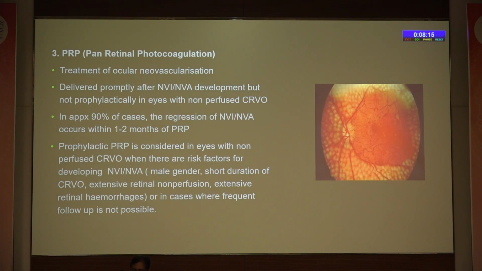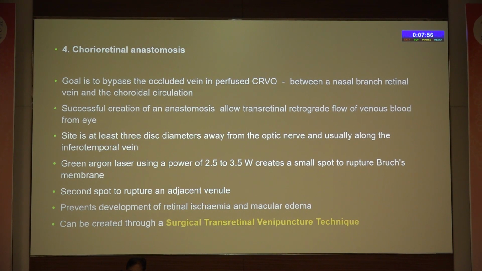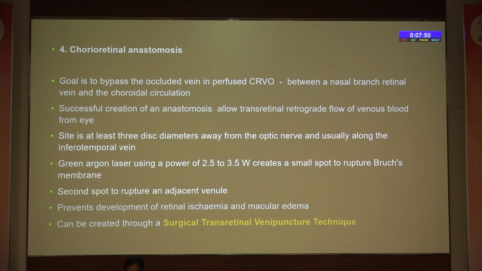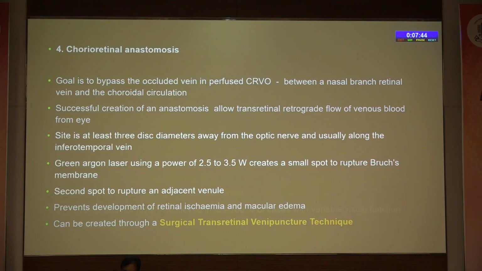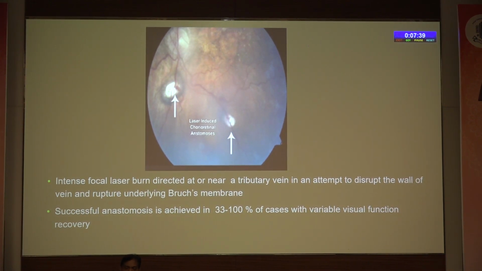If there is ischemic CRVO, there are a lot of capillary non-perfusion areas. PRP can be done once you see that there are more than 8 optic disc areas of CNP; go for PRP. Then there is chorioretinal anastomosis, which can be done with the help of green argon laser, power 2.5 to 3.5 watts, which creates a small spot to rupture Bruch's membrane. The second spot is to rupture an adjacent venule, and the two are joined together. So a surgical transretinal venous puncture technique can be created through this anastomosis. Intense focal burns can also be made near a tributary vein in an attempt to disrupt the wall of the vein and rupture the underlying Bruch's membrane.